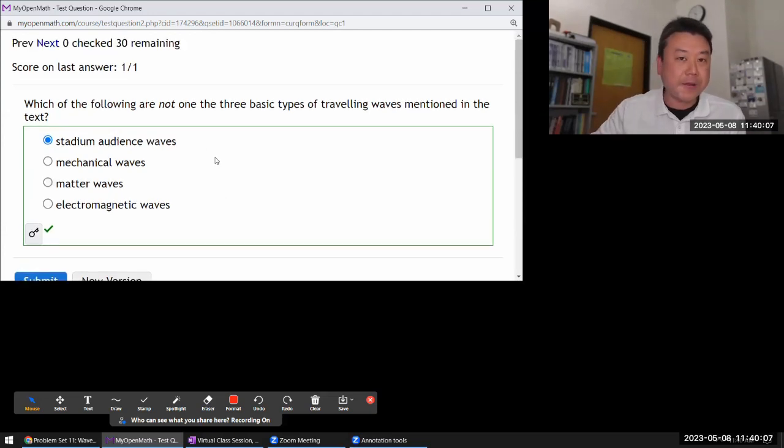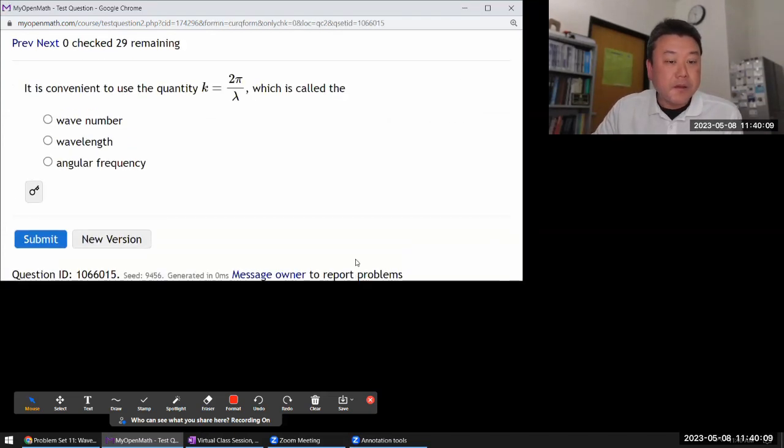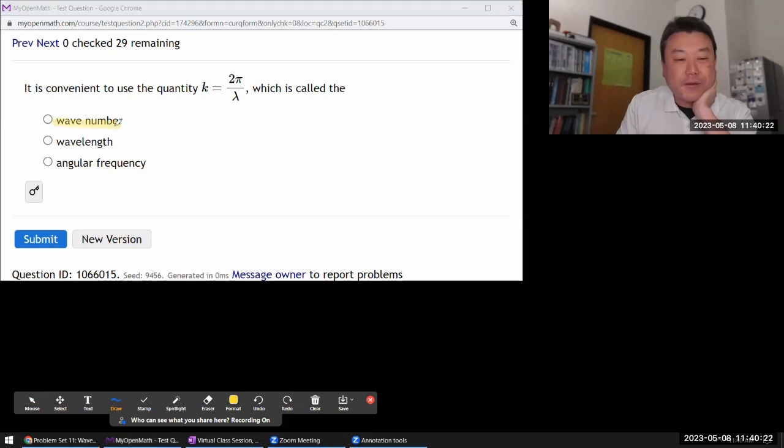All right, let's keep going. It is convenient to use the quantity. Yeah, this is called a wave number. I don't really know why it's called wave number. I can just tell you that it's called wave number.